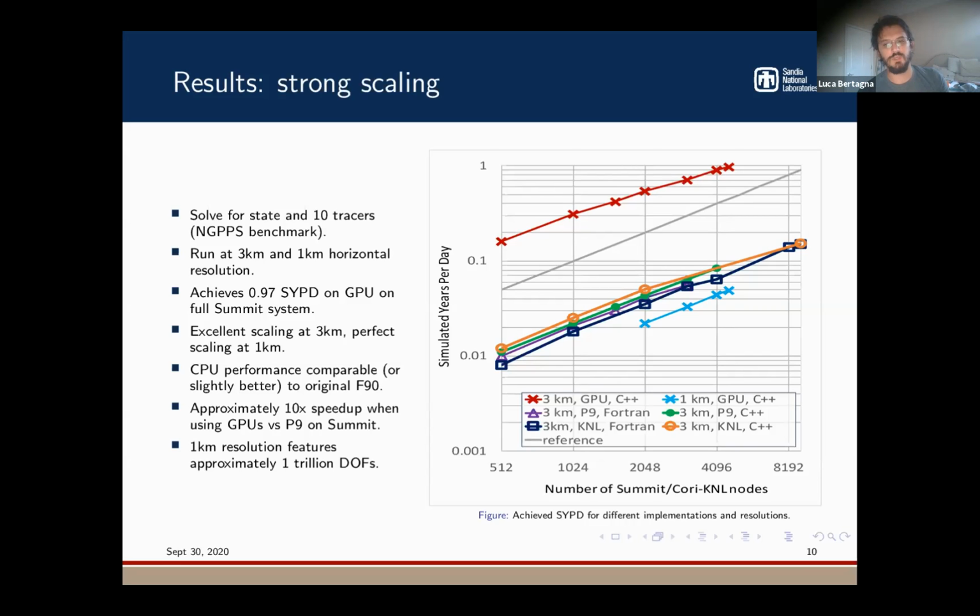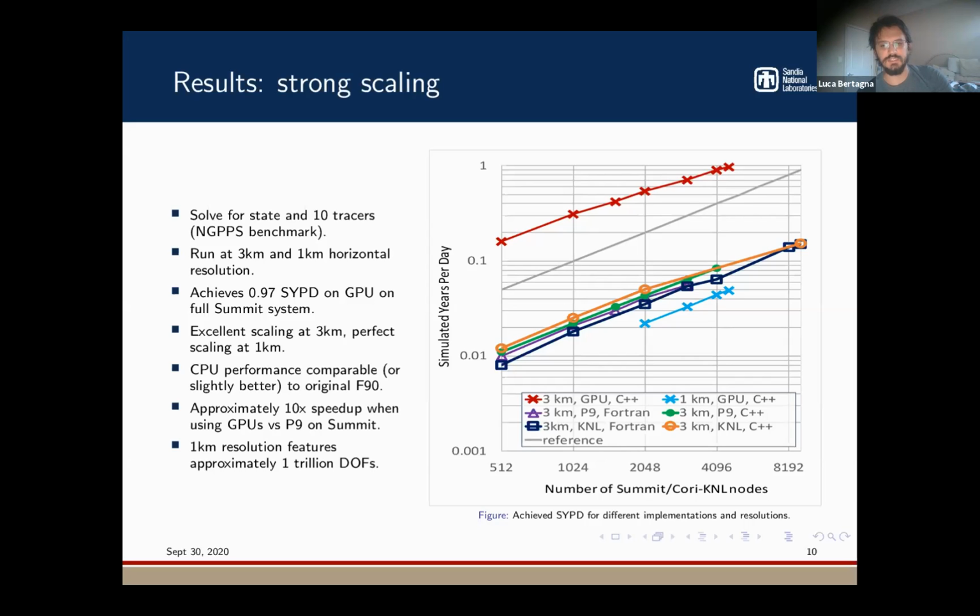We show both the original Fortran implementation as well as the new C++ implementation on 3 architectures, P9 and KNL, for both Fortran and C++ implementation. And on GPU, we only show our porting of HOMME. We also show a scaling study, which is the light blue one, for a finer mesh of 1 kilometer resolution, only on GPU, because on CPU the throughput will be completely pointless for practical applications.